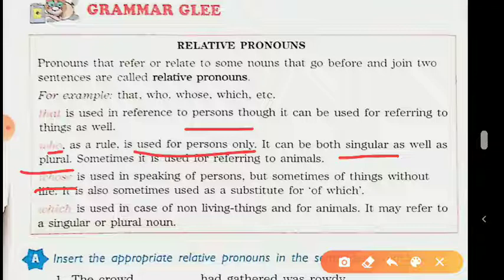And the next relative pronoun, children, is which. Which is used in case of non-living things and for animals. बेटा ये दिमाग में रखिएगा, जैसे who जनरली हम persons के लिए यूज करते हैं, वैसे which हम नॉन लिविंग थिंग्स और एनिमल्स के लिए यूज करते हैं. और यहाँ पे जैसे who भी हम सिंगुलर पर्सन्स या प्लूरल्स के लिए यूज करते हैं, वैसे which को भी हम सिंगुलर और प्लूरल नाउन के साथ यूज कर सकते हैं.